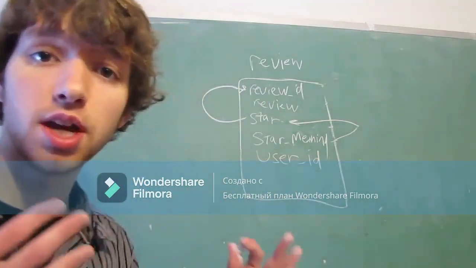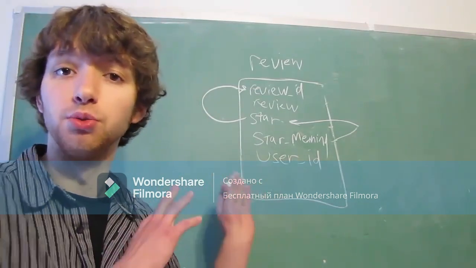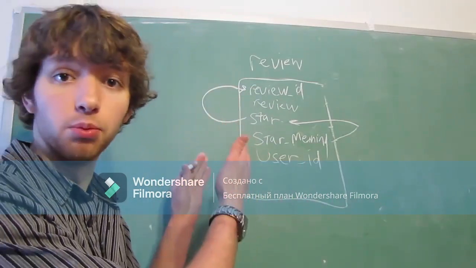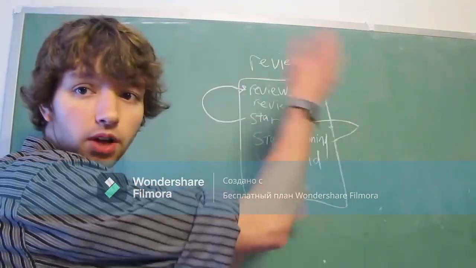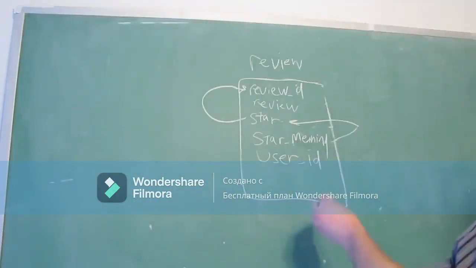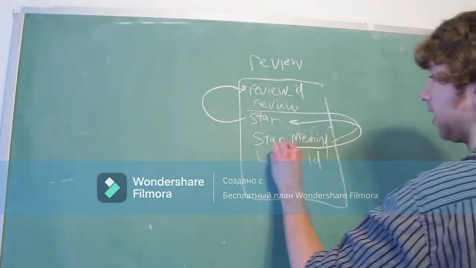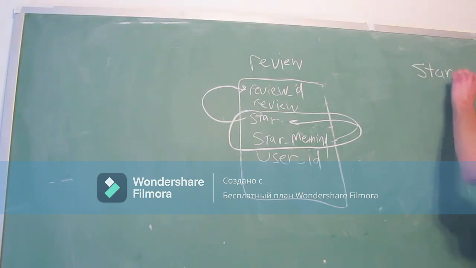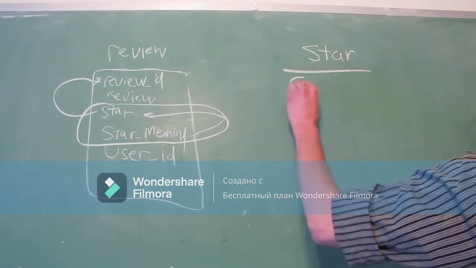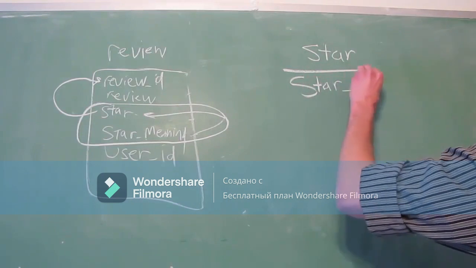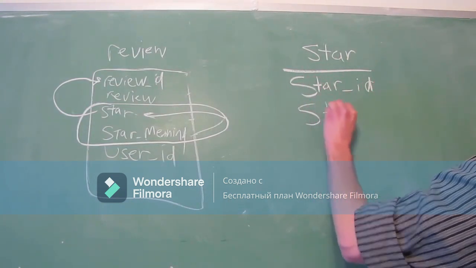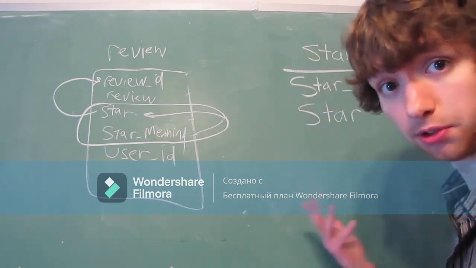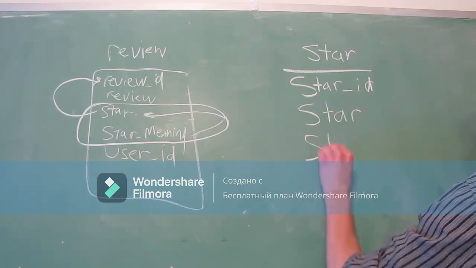So to remove this, you take the columns that are causing a problem, you move them to a separate table, and then you create a foreign key in place of them, which references the actual other column. So let's do this. Since these columns right here are the ones causing the main problem, we take them and put them in their own table. We have a star table. Within the star table, we're going to have a star ID. And then we're going to have the actual star, whether it be 1, 2, 3, 4, or 5, or whatever kind of rating system you're using. And then we're going to have the star meaning.